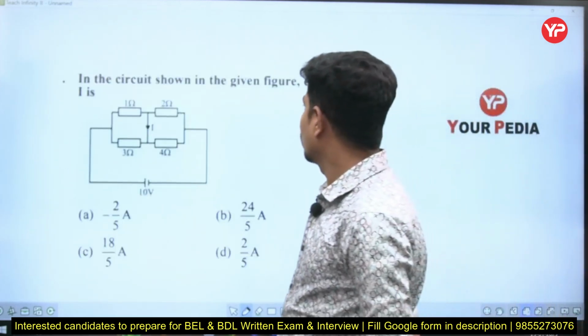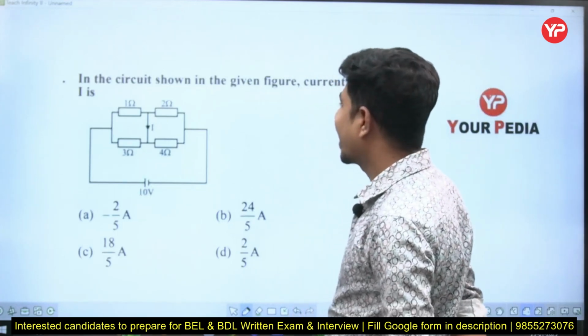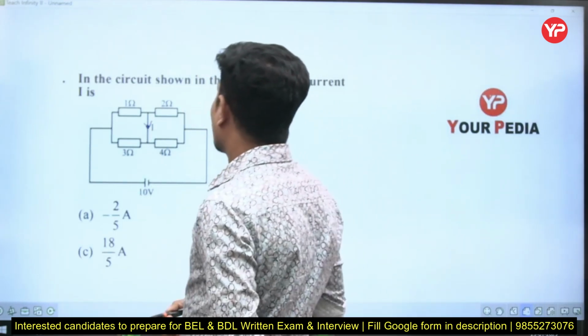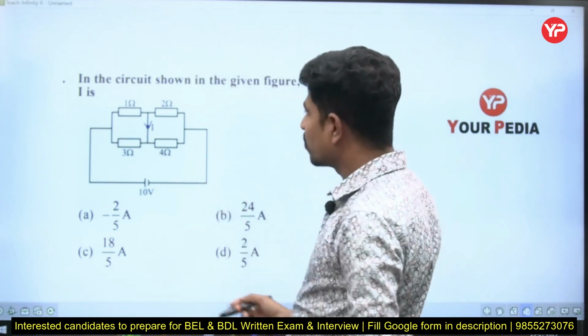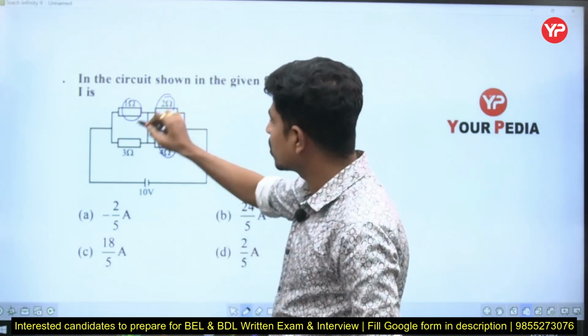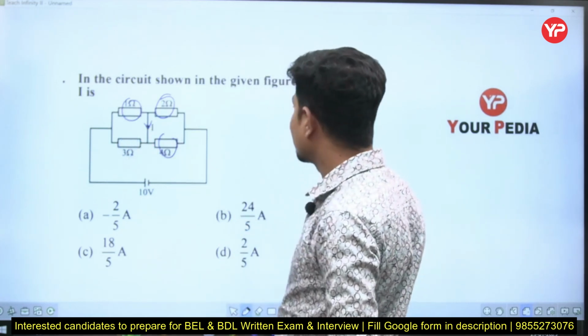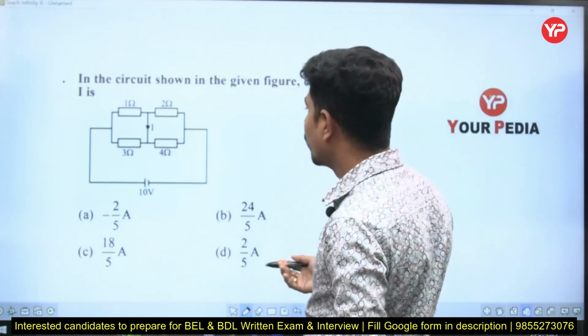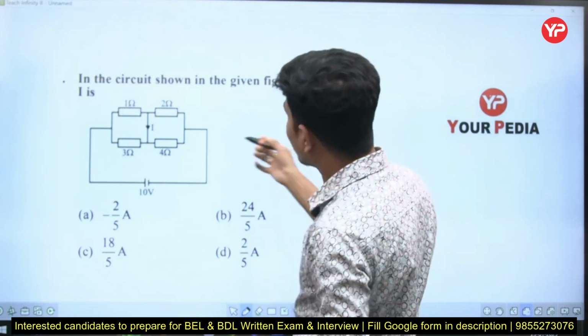In the circuit shown in the given figure, the question asks about this current. Here the bridge is not balanced. What is bridge balance? If the multiplication of this resistance with this resistance is equal to this into this, then the bridge is said to be balanced. But in this case, the bridge is not balanced. Then what we do is this way. These two are in parallel.